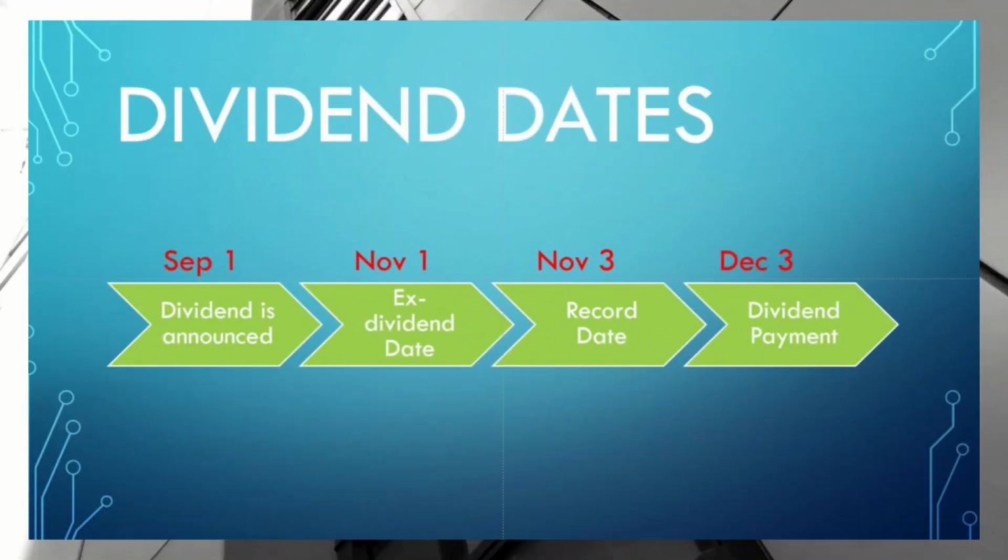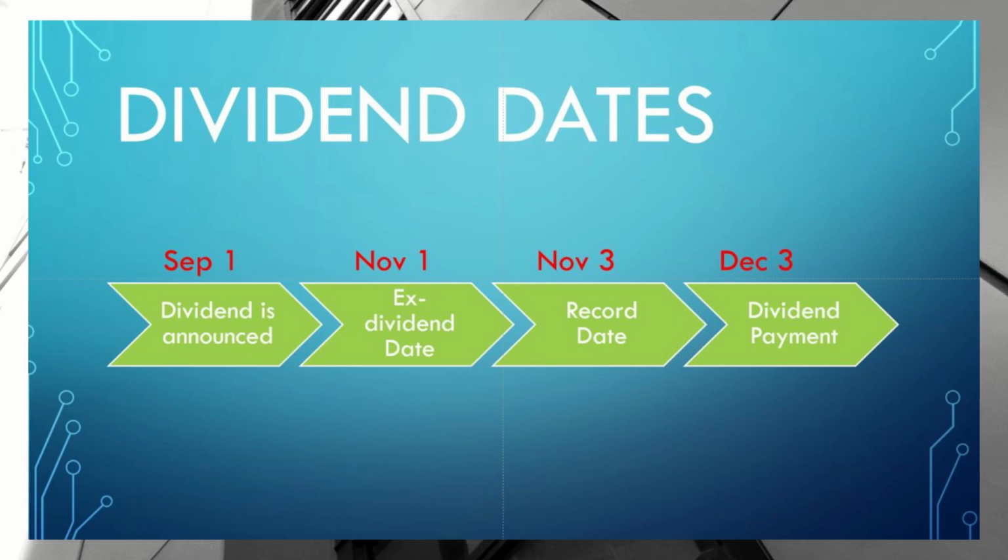Just a quick reminder here for new viewers on the channel. These are the dividend dates. You can see when the dividend is announced, the ex-dividend date, which is the important date that we'll focus on in today's video, the record date, and the dividend payment date. So this is just a hypothetical example here. September 1st, the dividend is announced. November 1st, this is the date you have to pay attention to, the ex-dividend date. If you buy the stock on this date or thereafter, you do not qualify for the dividend.